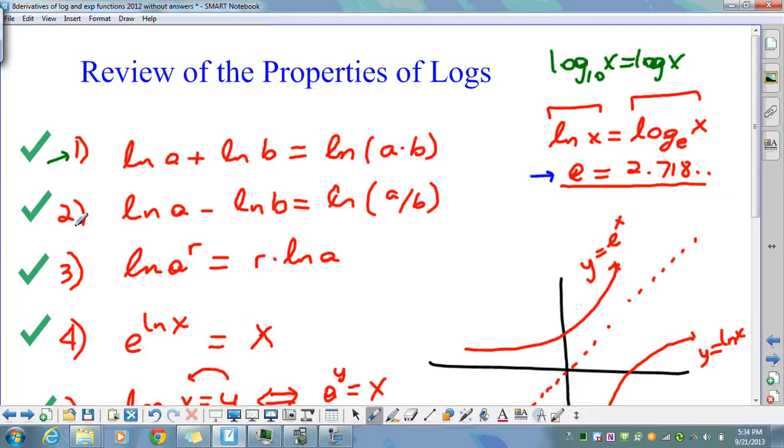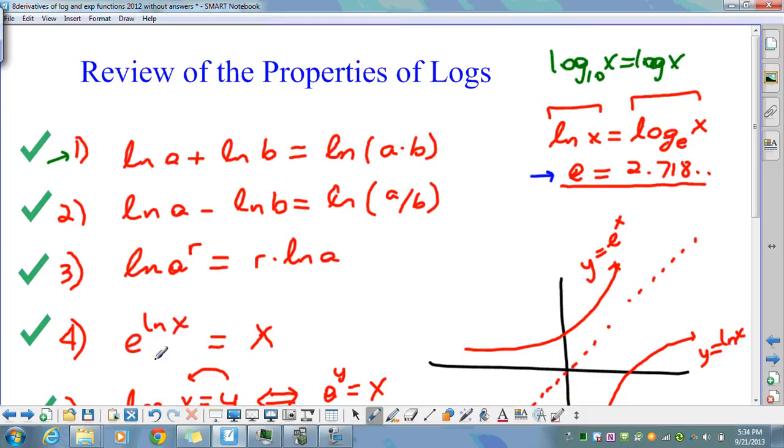The next property states difference of two logarithms equals logarithm of the quotient. So ln a minus ln b equals ln, or natural log, of a over b. Then another property of log states natural log of a to the r equals r times natural log of a. So you can bring the power down. You don't subtract one or anything. We're not differentiating. You can only do this when you're dealing with logarithms. This rule only works with logs. So if you have an ln or log to any base, you can bring the power down.